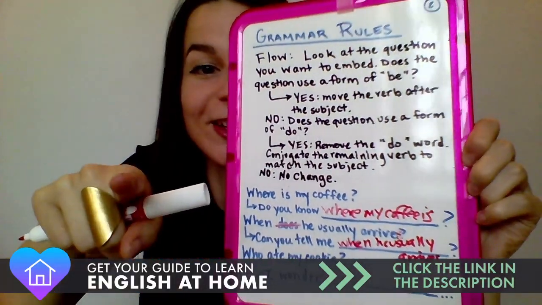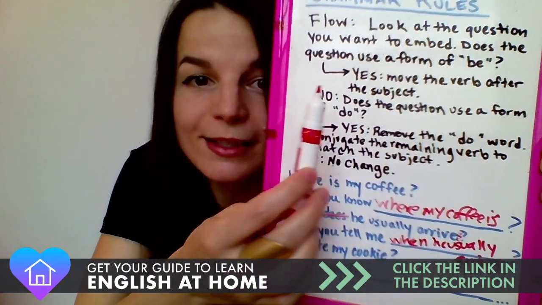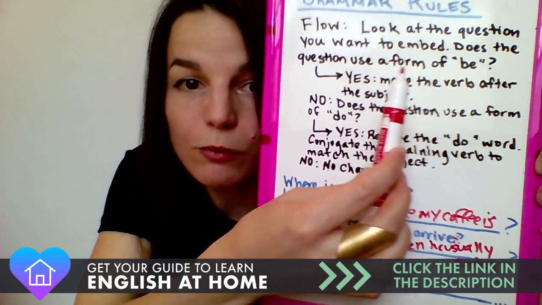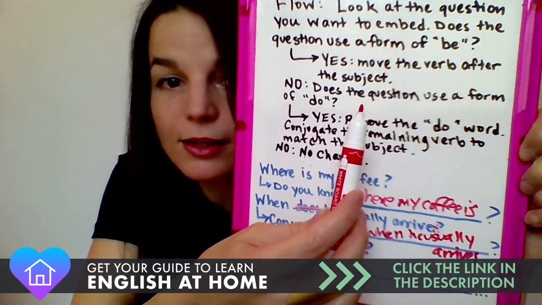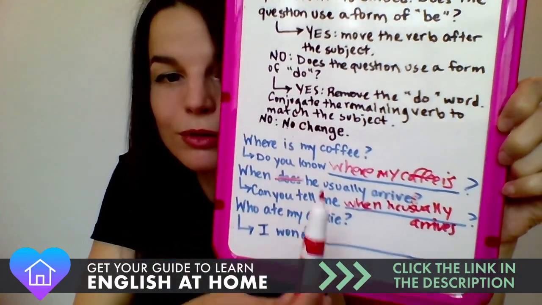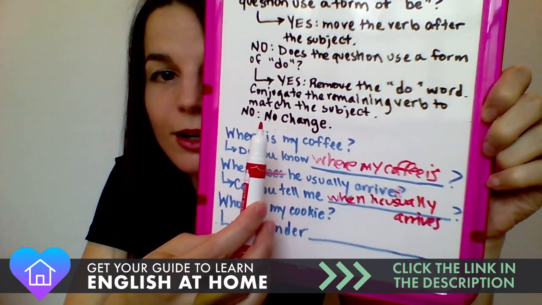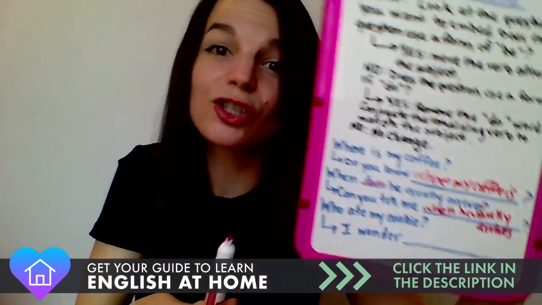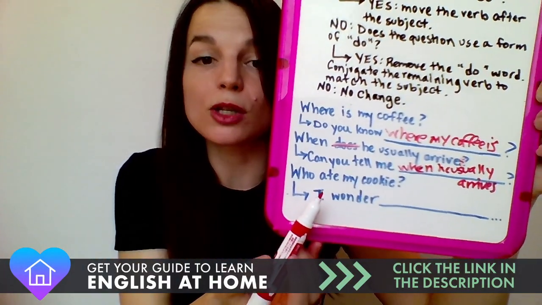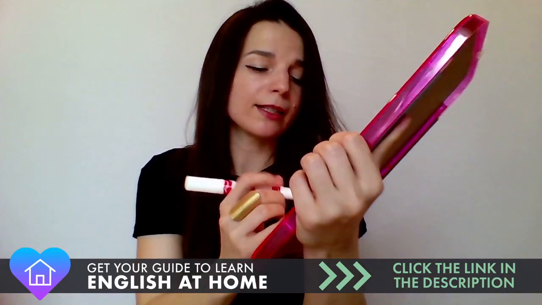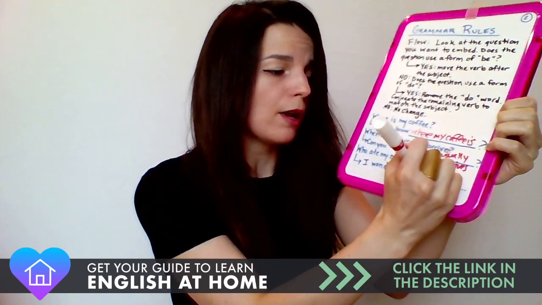Some of you are already sending the correct answer in the chat. Very nice, everybody. Let's go through the flow just so we can see. Again, does the question use a form of be? No. Okay. Two, does the question use a form of do? No. So the final thing on this flow chart is no change. That means I don't have to change this question because it does not use do and it does not use be. So that means I wonder, I'll try to write like this, I wonder who ate my cookie.